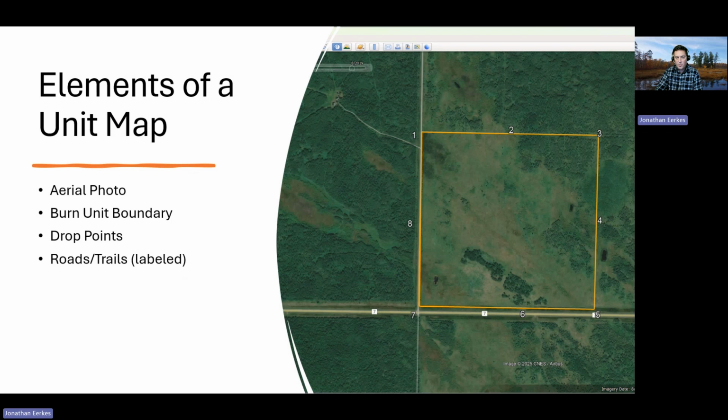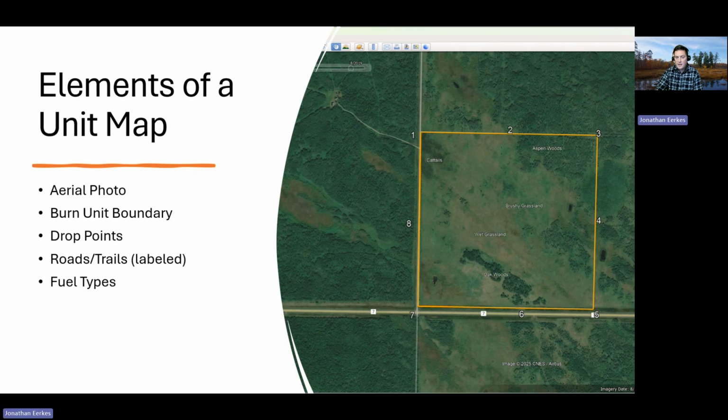Labeling of roads is another important feature. Google Earth does this automatically at certain scales. The next item on a good burn map is to label fuel types. Now, this helps the viewers interpret the aerial photo. Might be easy for you, it might not be easy for them. For instance, aspen woodlands and oak woodlands burn very differently, and labeling them differently will allow the crew to make predictions about fire behavior.